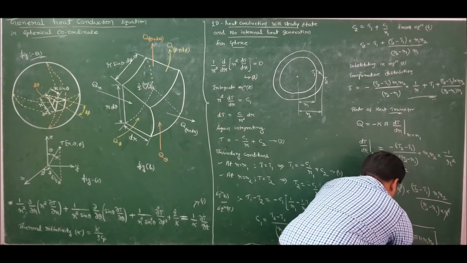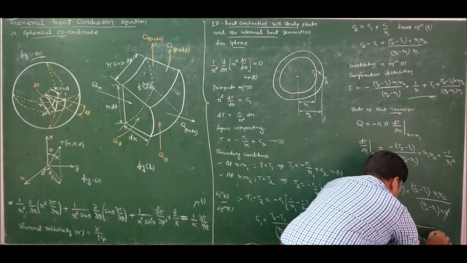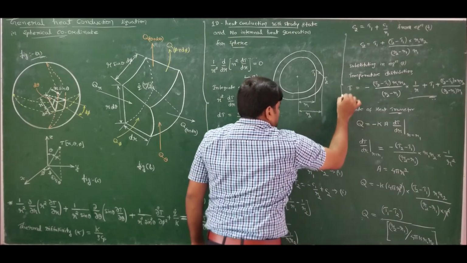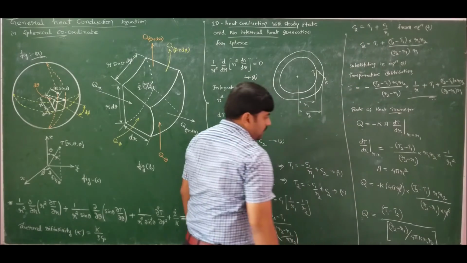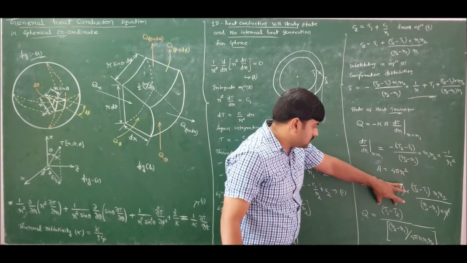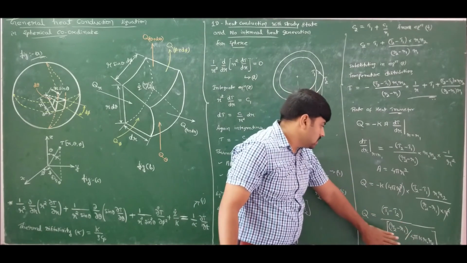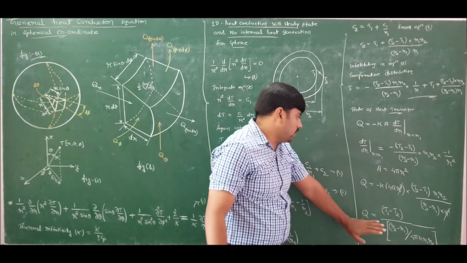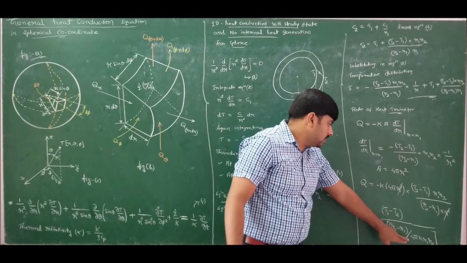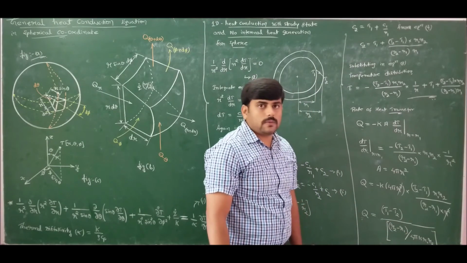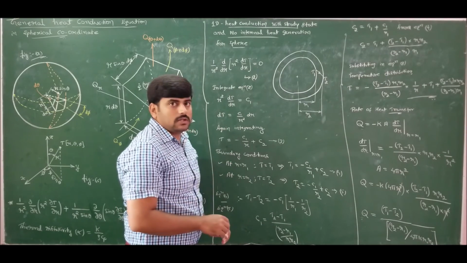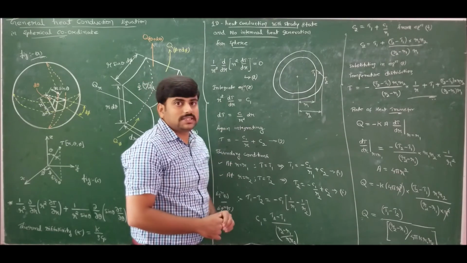So this is analogous to electrical circuits, where current flow is equal to difference in voltage by electrical resistance. Here, flow of heat is equal to temperature difference by thermal resistance, where the thermal resistance for heat conduction through a sphere is given by R2 minus R1 divided by 4 pi K R1 R2. Now let me pause this video for a while so that people can copy it down. Later we will solve for composite sphere.